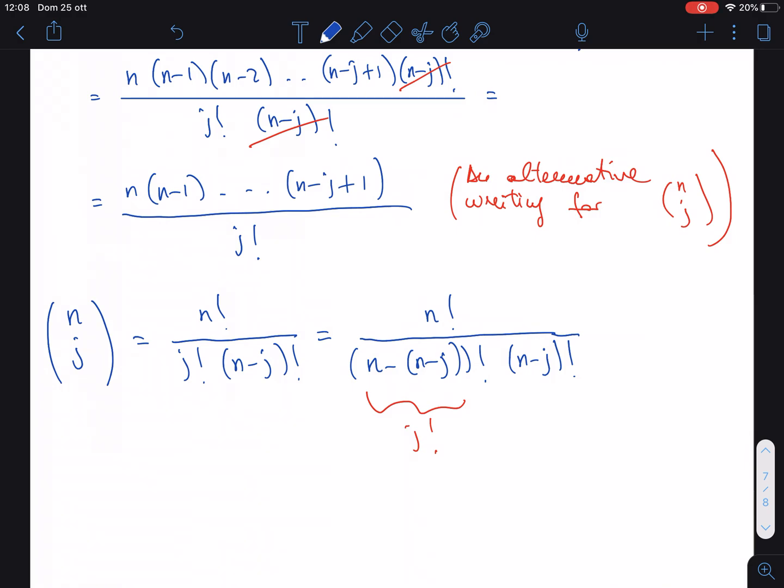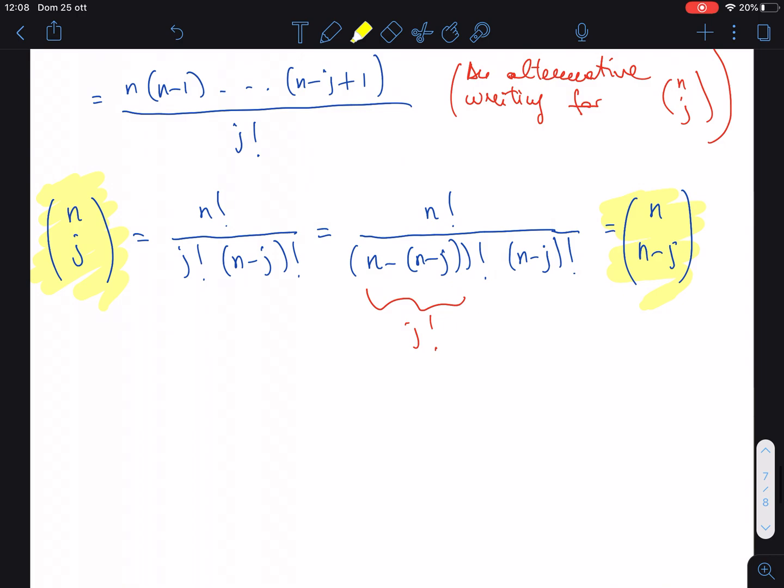Okay? And this is n minus j. So there is this equality which is important: (n choose j) is equal to (n choose n minus j). Okay. Other formulas that are important: what happens if there is 0 here, (n choose 0).